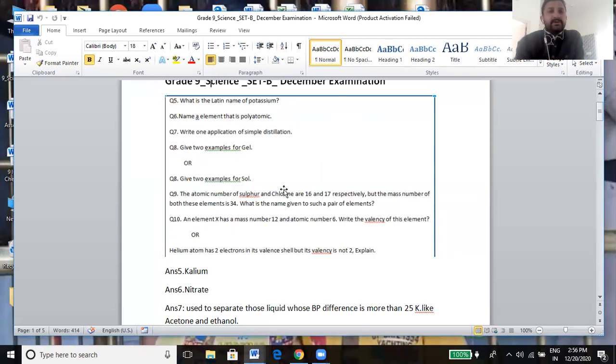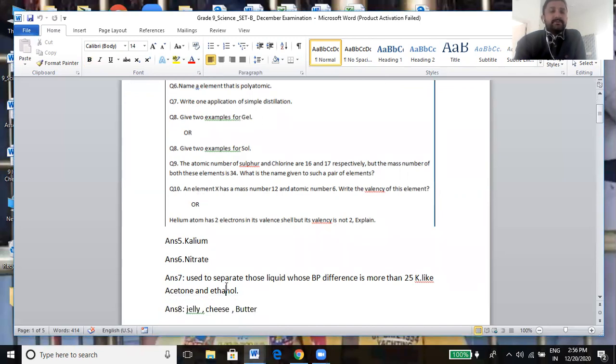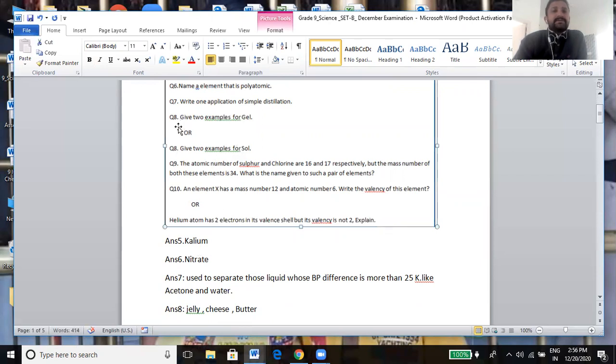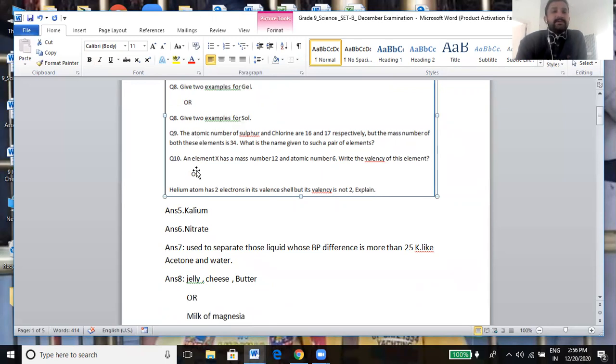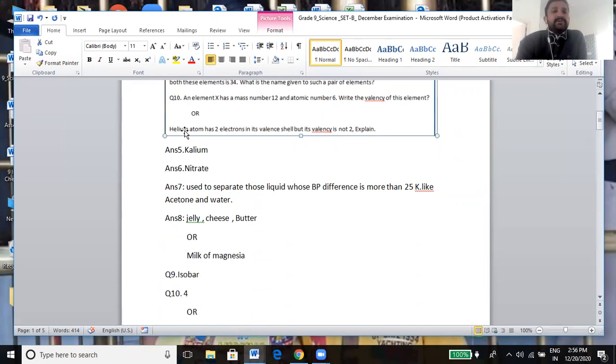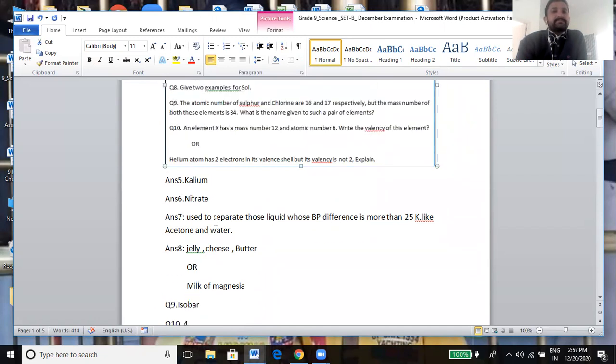Write one application of simple distillation. It can be used to separate liquids whose boiling point difference is more than 25 Kelvin, and for acetone and water, you can use it for acetone and water. Next, give two examples of gel. Question number 8. The examples of gels are jelly, cheese and butter. Next, salt example. Milk of magnesia is an example of a salt.